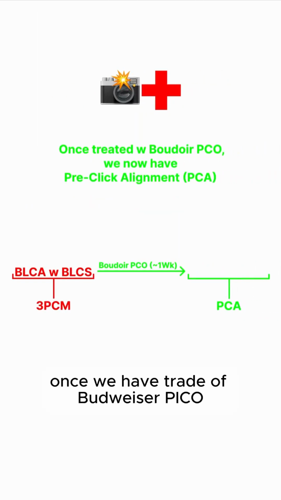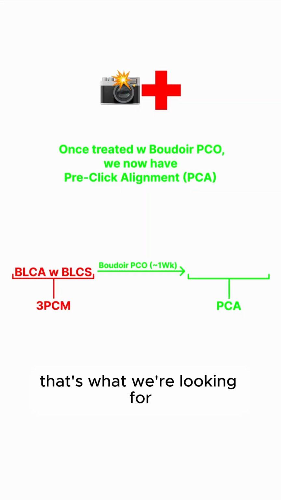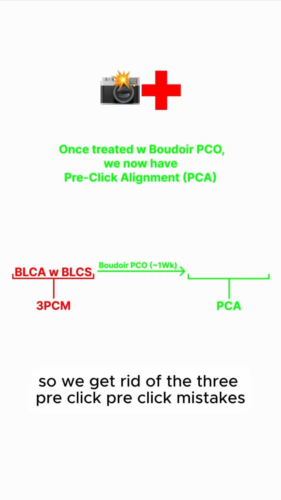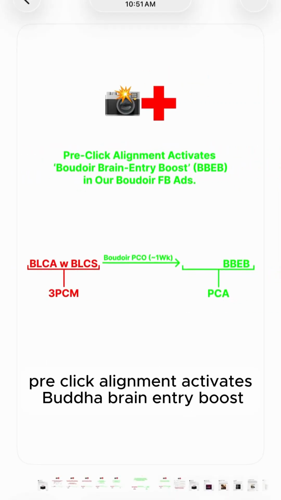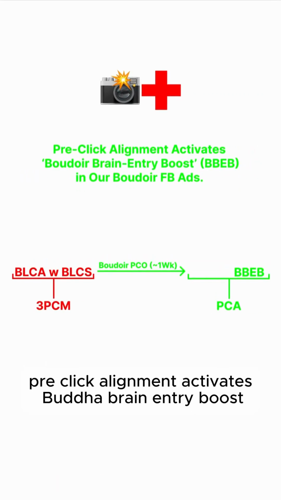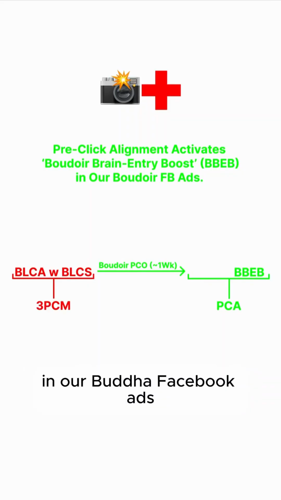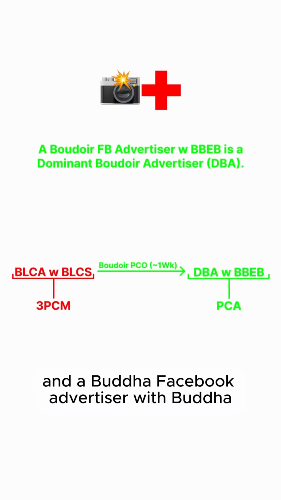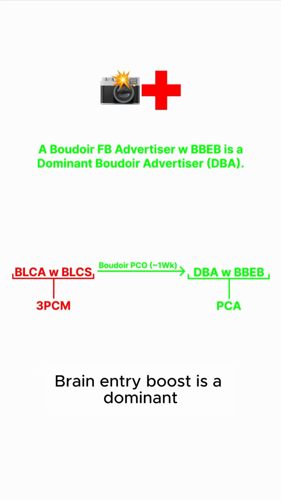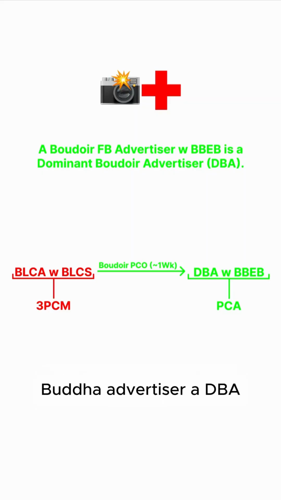Once we have treated with Boudoir PICO, we now have pre-click alignment, PCA. That's what we're looking for. So we get rid of the 3 pre-click mistakes, and we achieve pre-click alignment. Now, pre-click alignment activates Boudoir brain entry boost in our Boudoir Facebook ads. Basically, we get our unique CTR above 6%. And a Boudoir Facebook advertiser with Boudoir brain entry boost is a dominant Boudoir advertiser, a DBA. This is our full universe here.